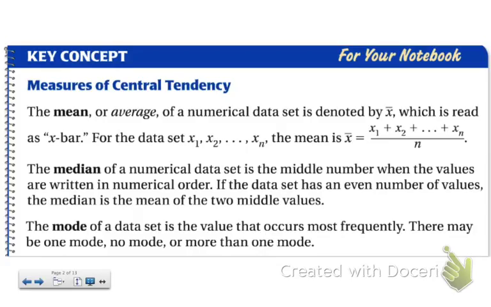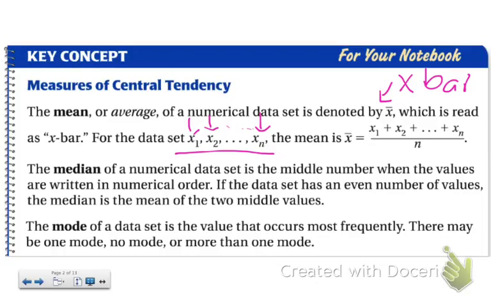So you've seen all of these before, but the mean or average of a data set is denoted by X bar. That's how we read that. X bar. For the data set, and this just is saying, the first data point, the second point, and so forth until you get to the last data point. So all we do is add up all the data and then divide by the number of data points that you have.